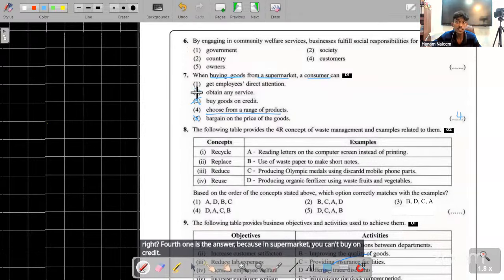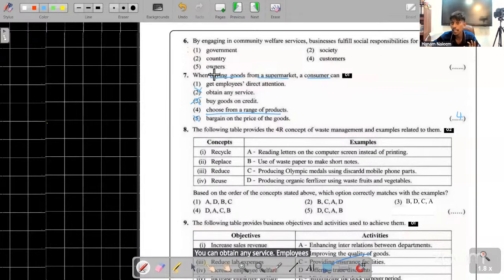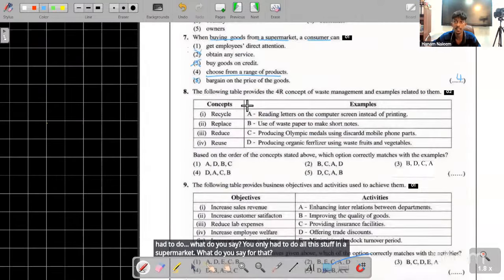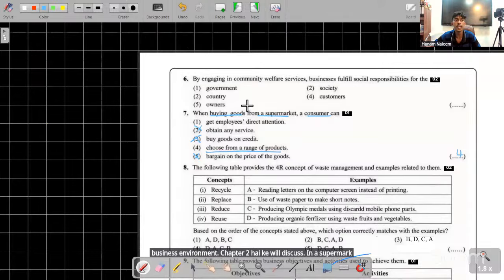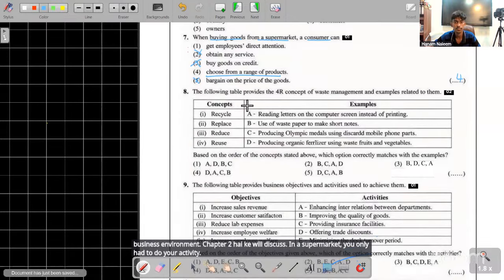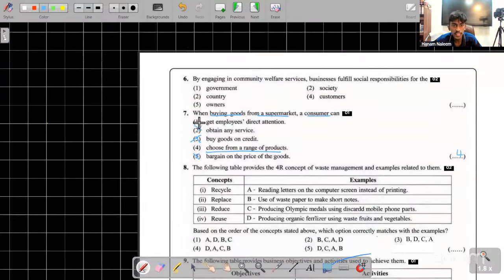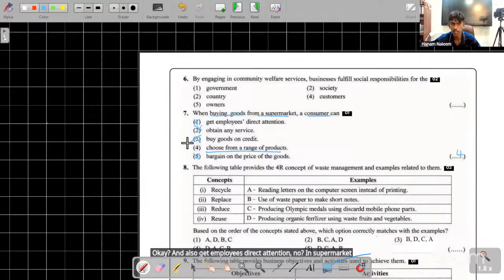You can't obtain any service. Employees won't come and help you, right? You only have to do all the stuff yourself in a supermarket. What do we say for that? No, Diara, that we will discuss in Chapter 2, business environment. In a supermarket, you only have to do your own activity. What do you say for that? We call that self service. And also, get employees' direct attention? No. In a supermarket, you can't get the employees' help. So the answer is 4.